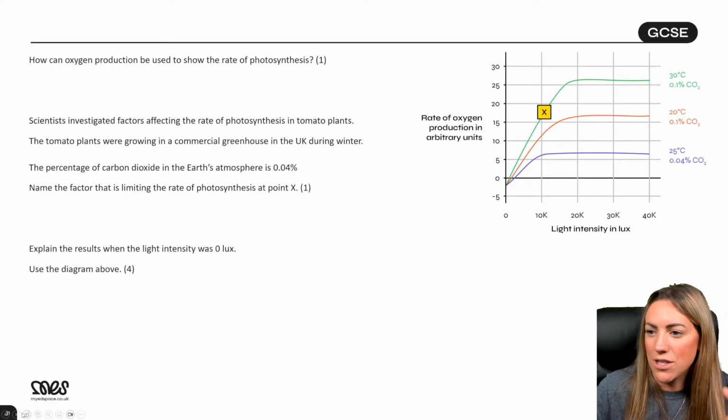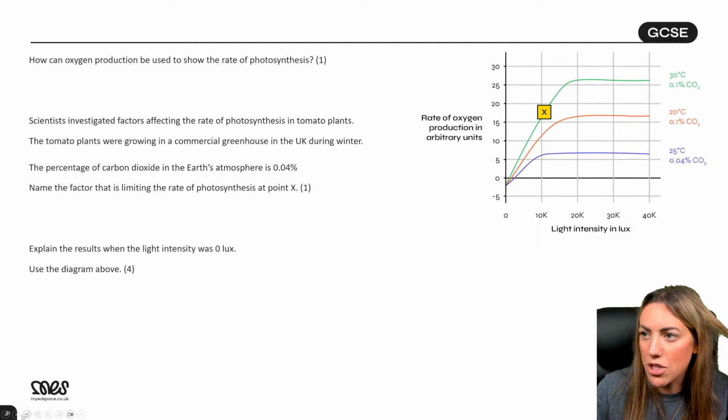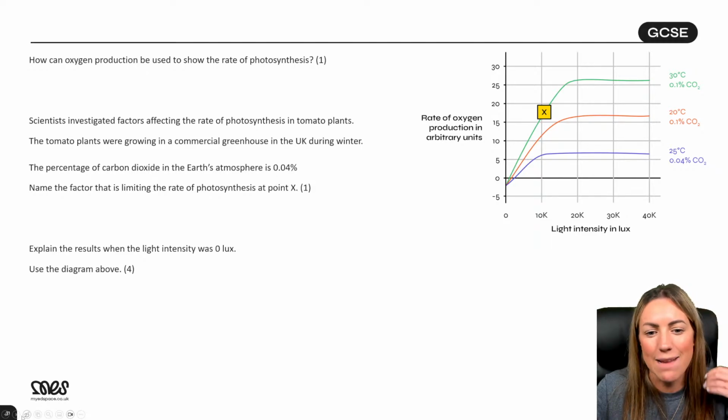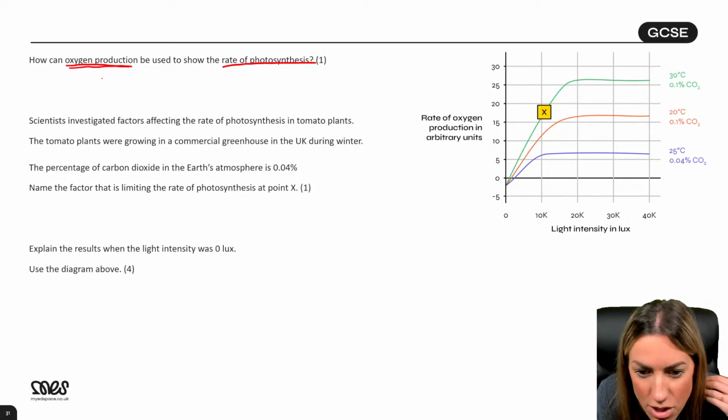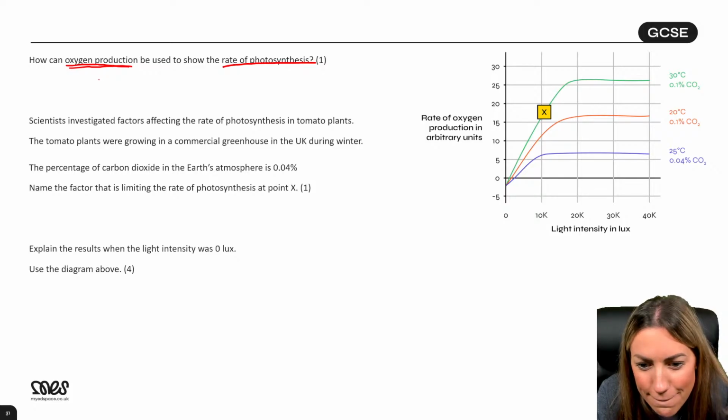Right, let's do some questions on photosynthesis because we've not done much on this. How can oxygen production be used to show the rate of photosynthesis? I'm guessing you won't know how to answer this question. If we want to know the rate of photosynthesis, what would we have to measure in terms of oxygen production? This is actually a really hard question.